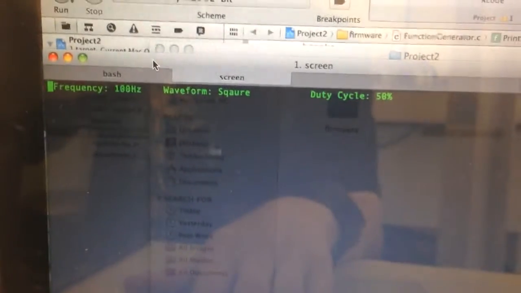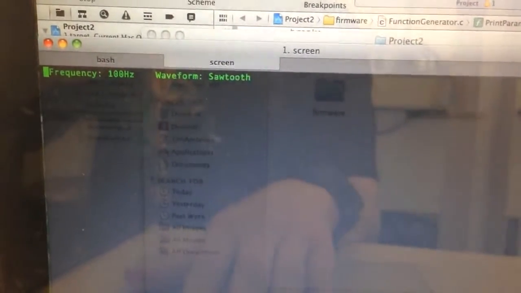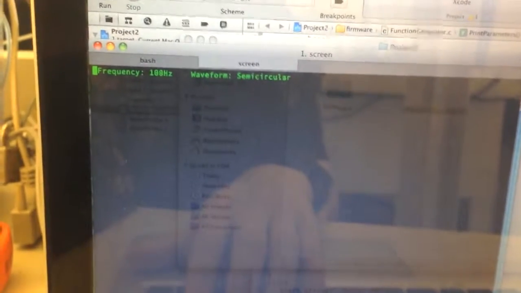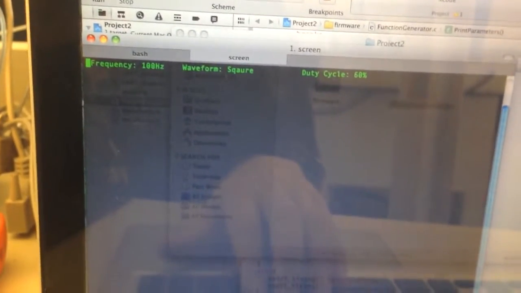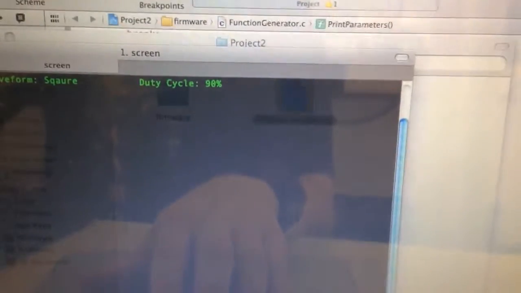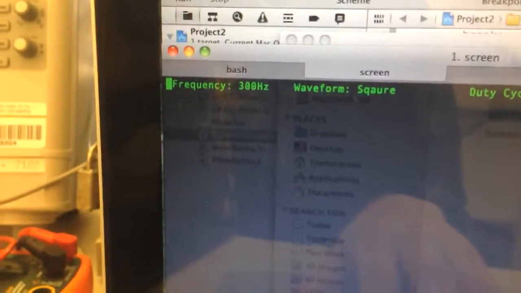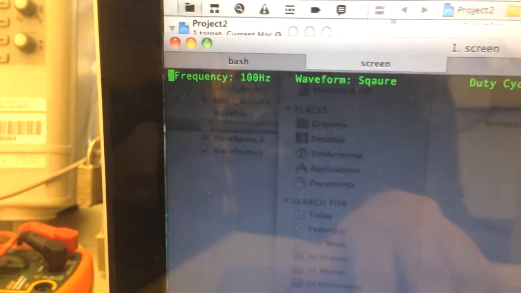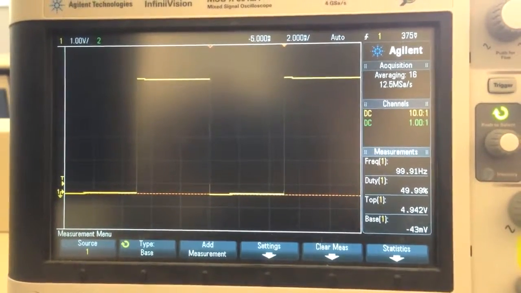So, in our project, we had to be able to change from a bunch of different waveforms and a bunch of different frequencies. So when I hit W, it changes waveform to sine, and then to sawtooth, triangular wave, absolute value of sine, semicircular wave, circular wave, bell curve wave. When I hit D, it changes the duty cycle. And F changes the frequency. The requirement was 100 hertz to 500 hertz and back to 100. And this is what the function generator is outputting.